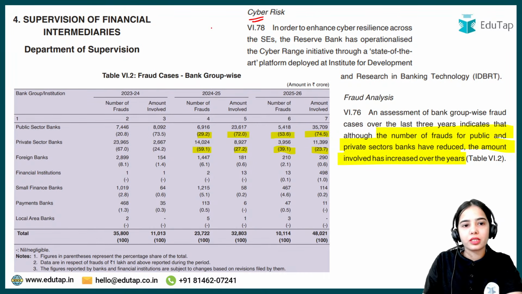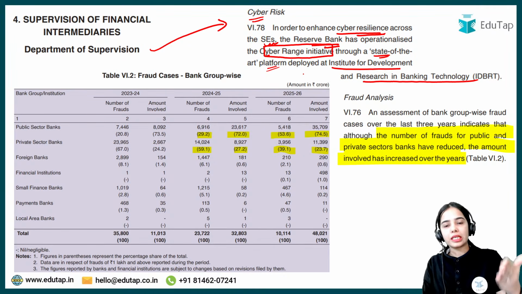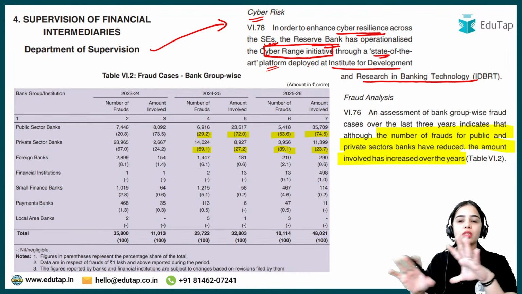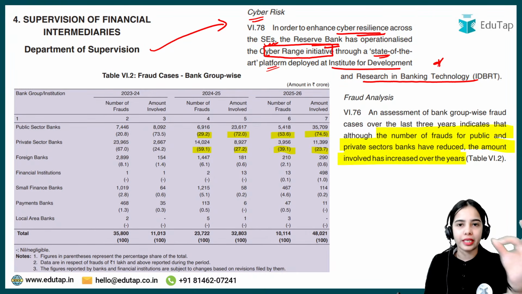Now, coming to the fraud analysis and such. So, first, cyber risk. Under the Department of Supervision, the Department of Supervision focuses on cyber risk. In order to enhance cyber resilience across the supervised entities, the Reserve Bank has operationalized the Cyber Range Initiative through a state-of-the-art platform deployed at Institute for Development and Research in Banking Technology. So basically, the Reserve Bank of India has operationalized the Cyber Range Initiative through the best-in-class platform, through the state-of-the-art platform deployed at what? Deployed at Institute for Development and Research in Banking Technology.